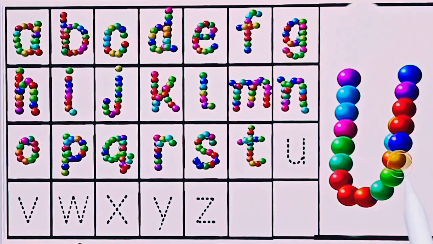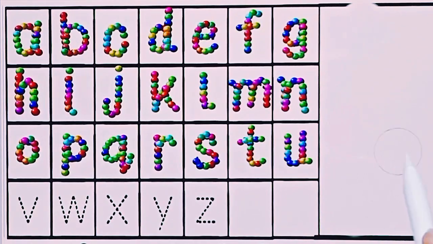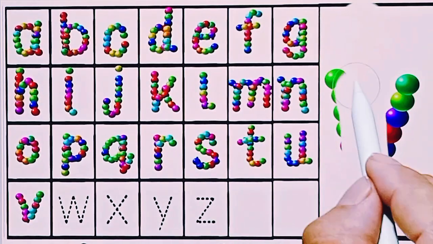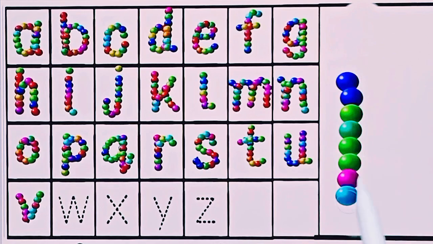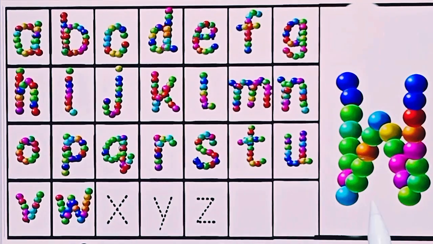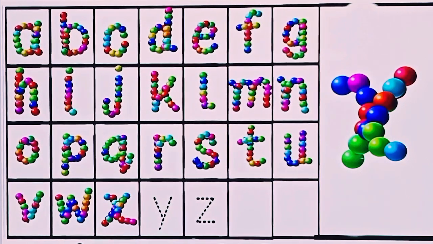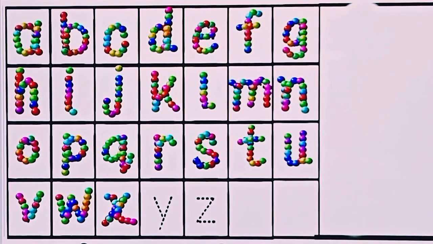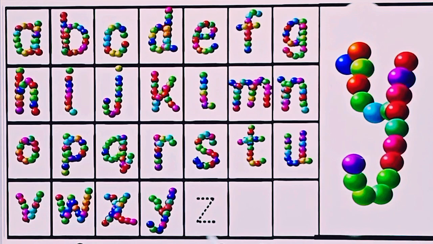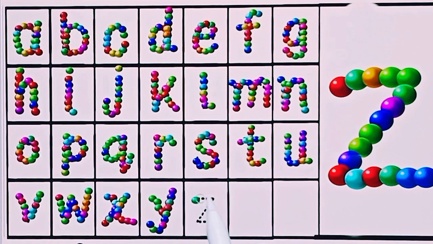U for uniform. V for violin. W for watch. X for X-ray. Y for yak. Z for zebra.